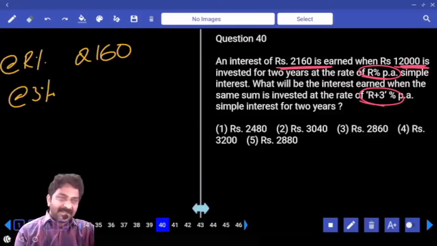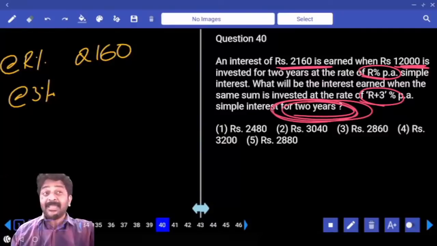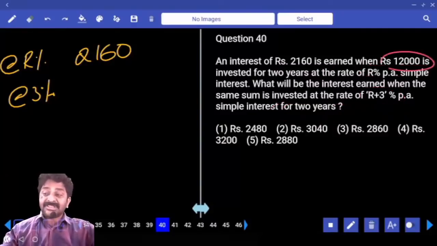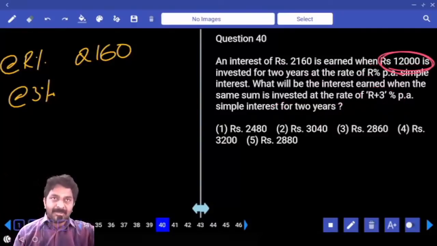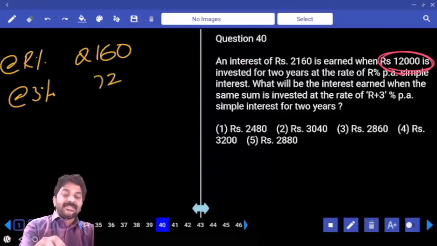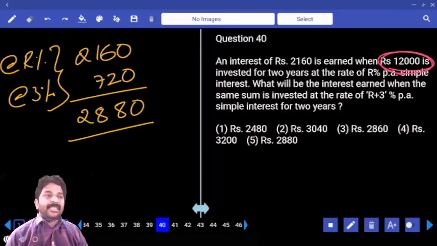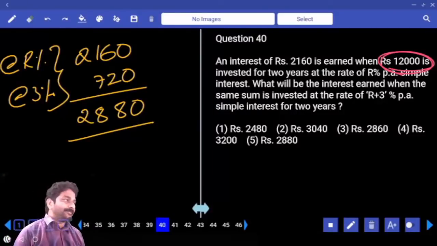Per annum 3%. But it is for how many years? Then for 2 years it increases by 6% of which number? Principal only. What is 1%? 6% in the sense 6 into 120. How much is that? 720. Now to get R plus 3%, you just need to add these numbers only, right? That's all. If it is R minus 3, we would subtract. Are you done? Yes.